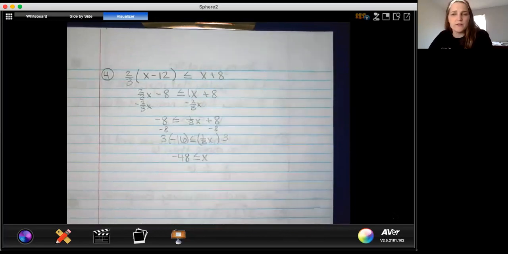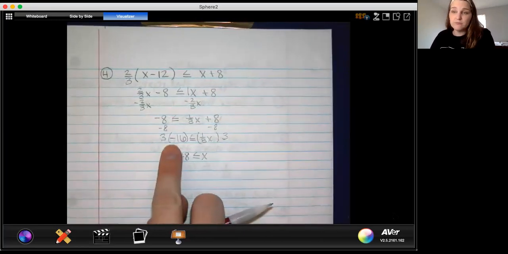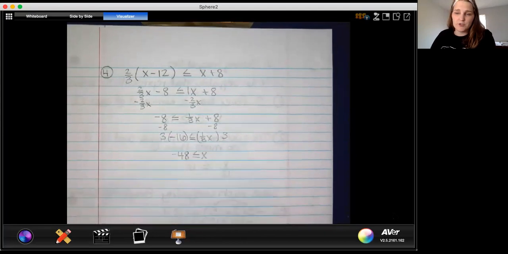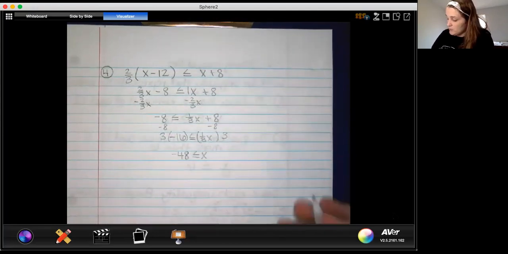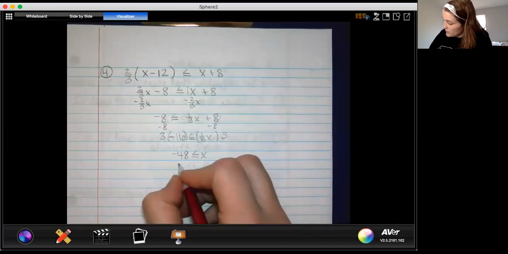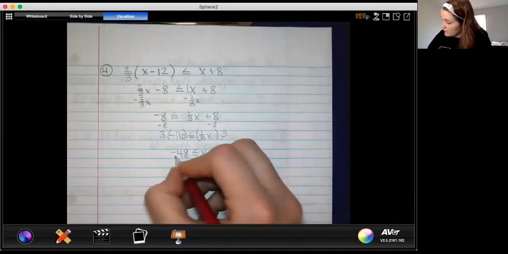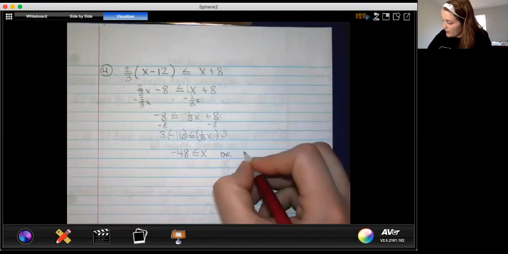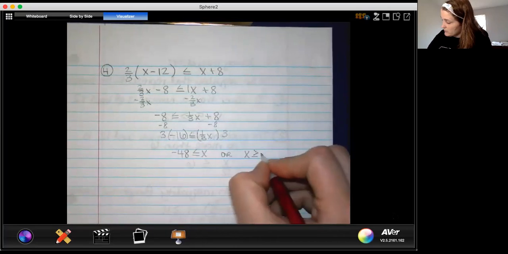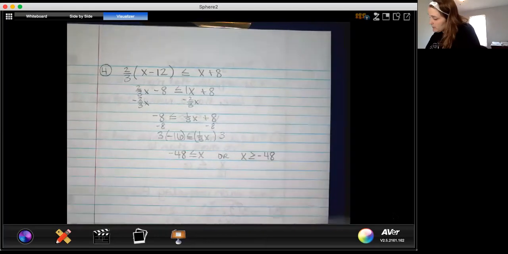Well, on the last problem I said we should have switched the sign, but did we multiply or divide by a negative number? No. The number that we were multiplying to was negative, but not the number we were actually using, okay? And now you can write it like this, or you can switch it around. You just need to make sure that you rewrite it appropriately. So it was negative 48 is less than or equal to x, so rewriting would be x is greater than or equal to negative 48. Okay, and go ahead and do my number line.